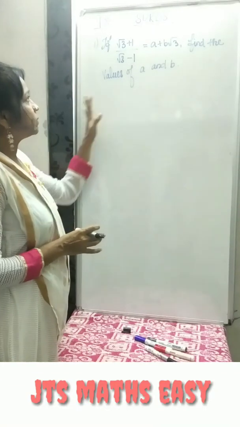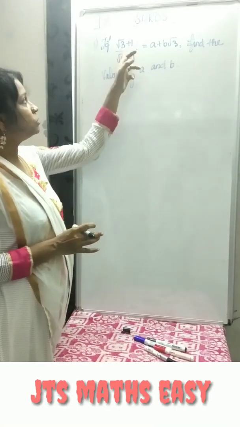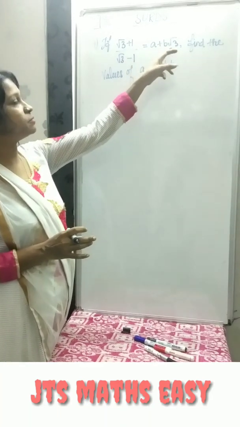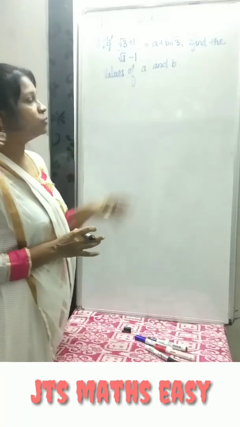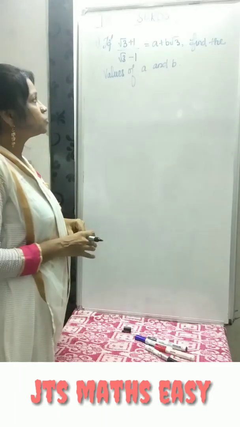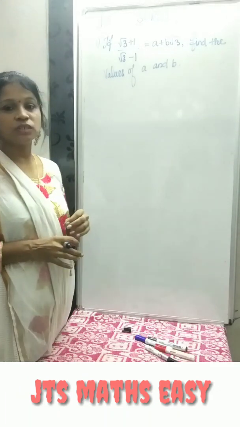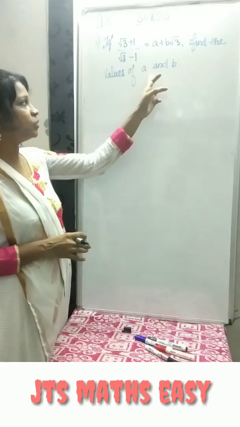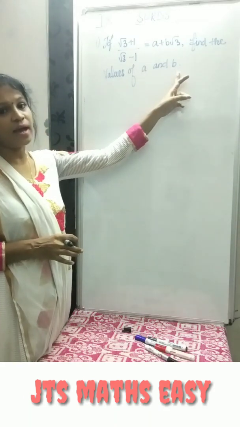So today I am going to explain the problem. Root 3 plus 1 divided by root 3 minus 1 is equal to a plus b root 3. Find the values of a and b. So in this problem we have LHS and RHS. We have to solve the problem completely and then find the values of a and b.